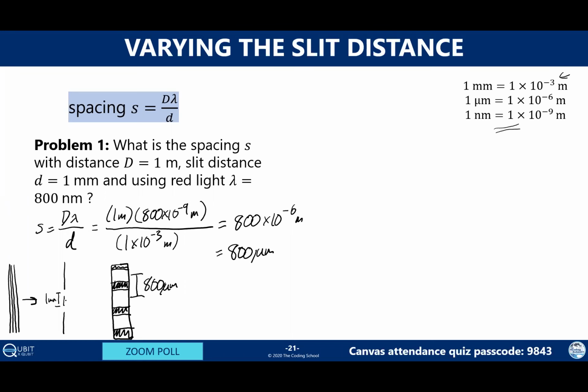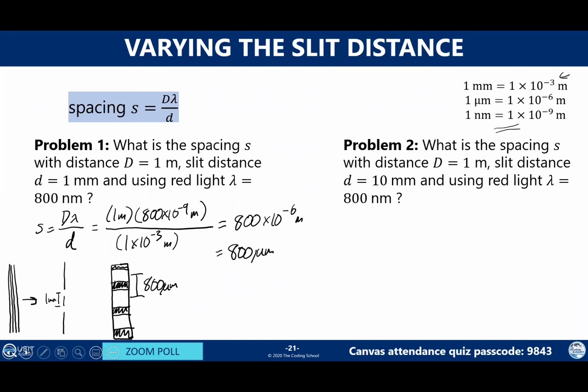Okay, so let's continue. We're going to go on to a second problem. So very, very similar. Capital D stays the same. We're still using red light, which is 800 nanometers, but this time the slit distance is going to be 10 millimeters. So I'm going to go ahead and throw a Zoom poll up on the screen. I want everybody here to try this for yourself. Go ahead and give it a shot.